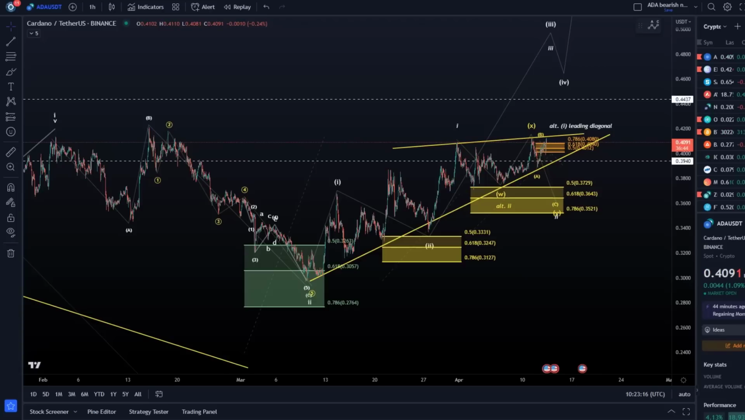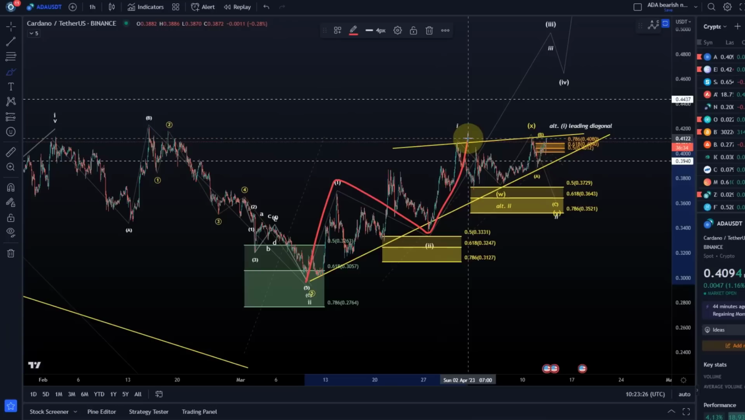So what we see here on the ADA chart, this is by the way the movement since the 10th of March low. I'm obviously tracking at the moment this as a wave 1, a wave 2, and another 1. Possibly 2 here finished, or a deeper wave 2 into the yellow box.